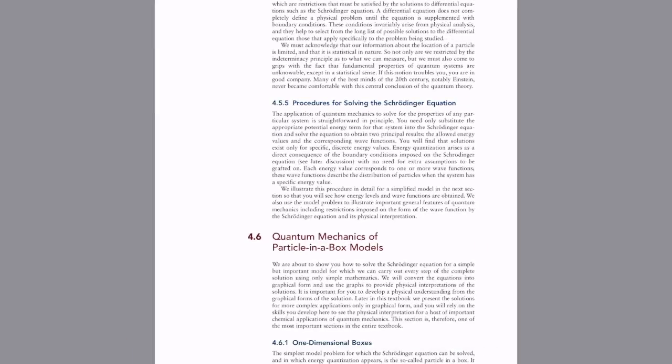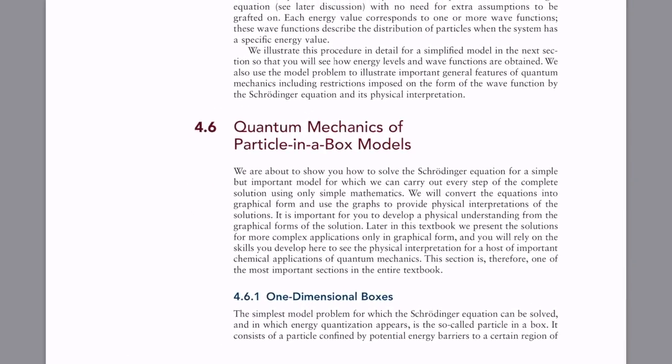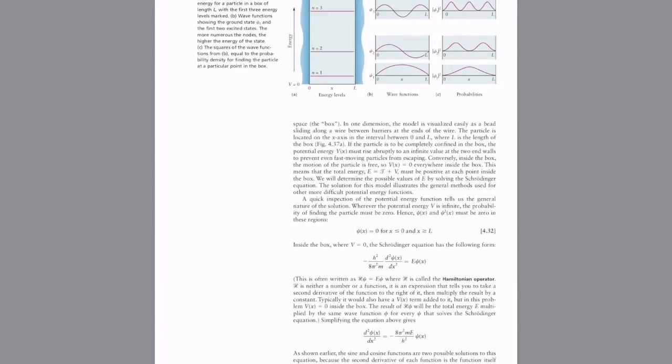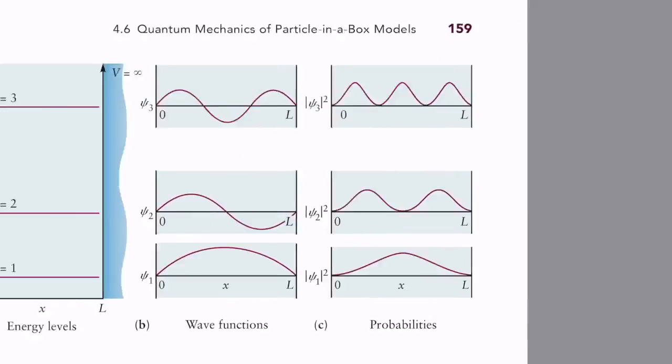Okay, and so here the particle in the box is one of the simpler models. So we go to the particle in the box. It's going to be a one-dimensional system. And this diagram really shows a lot of the things that we need to understand.